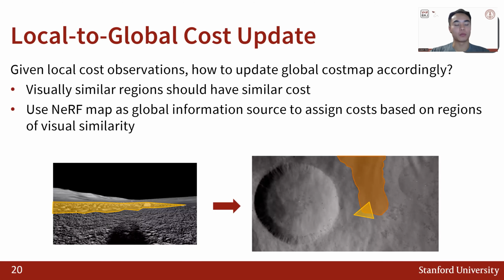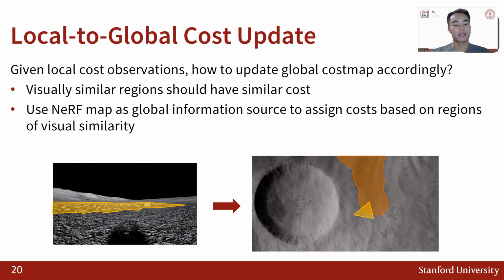So now I'm going to go into more details on how we actually do this local to global cost update. The idea of this is, given local cost observations, how can we update the global cost map accordingly? And we want to use the idea that visually similar regions should have similar cost. So we can use the NeRF map as a global information source to assign costs based on regions of visual similarity.